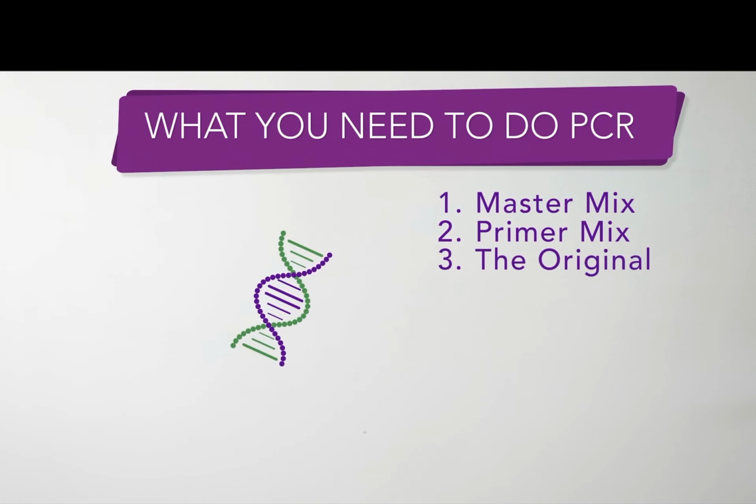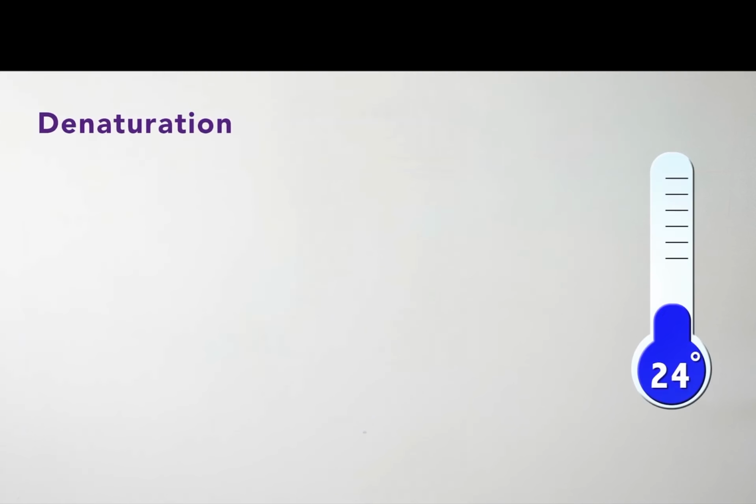Then obviously we need the original DNA, that is the TB DNA which is present in the sample, because this is the one which we are going to copy. So that is called the original DNA or template DNA. So now the process. The process of PCR occurs in three steps. One is denaturation, then annealing, then extension. Now let's see what this is.